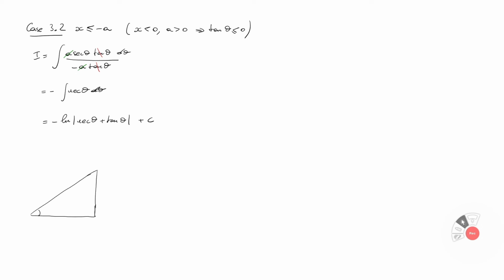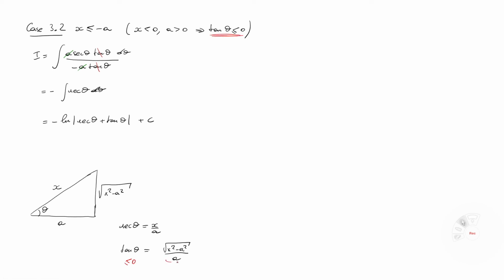And let's fill in what we already know. So this was theta. This was x squared minus a squared. We have a for the other side and x for the hypotenuse. And now you might be tempted to say, hey, I know that secant theta is x divided by a, so that's still correct. Tan theta is square root of x squared minus a squared divided by a, the formula from the previous slide. But that is not exactly true because we know tan theta is negative. We deduced that from our case analysis.